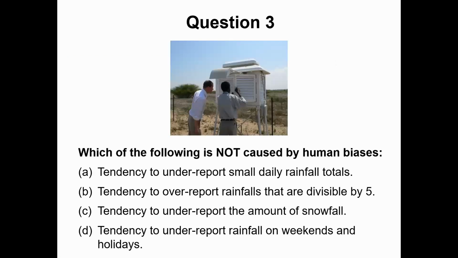All right, how about this one? Now, this is a tricky question. Which of the following is not caused by human biases? A tendency to underreport small daily rainfall totals, a tendency to over-report rainfalls that are divisible by 5, a tendency to underreport the amount of snowfall, a tendency to underreport rainfall on weekends and holidays.